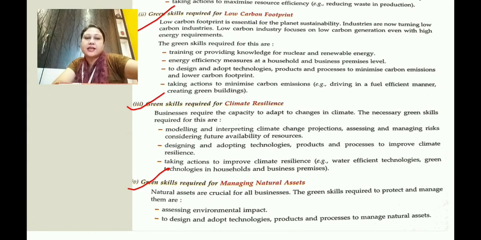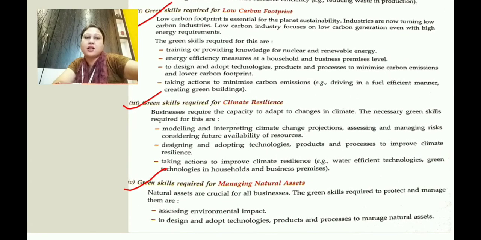The natural assets are also crucial for all businesses, and the green skills required to protect and manage them are, first of all, assessing the environmental impact, and secondly, to design and at the same time adopt technologies, products and processes in order to manage the natural assets.